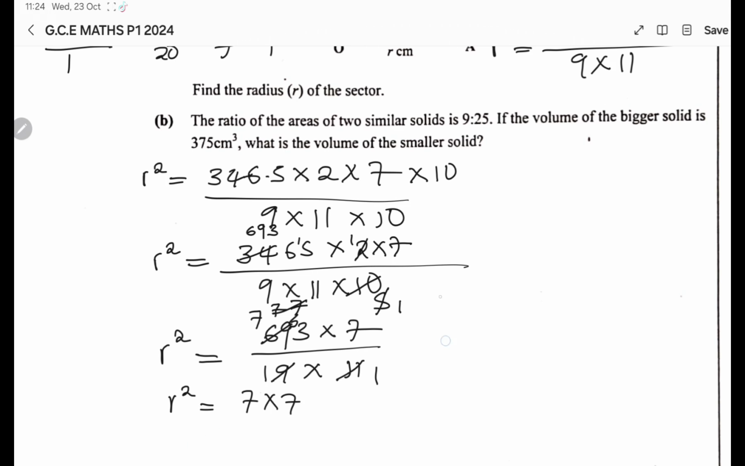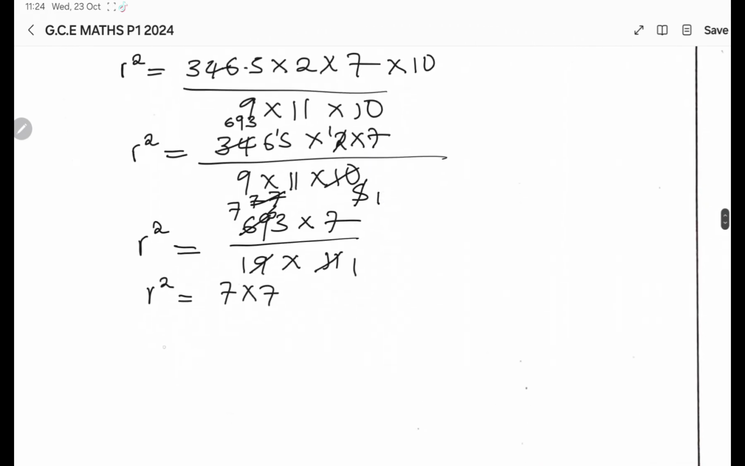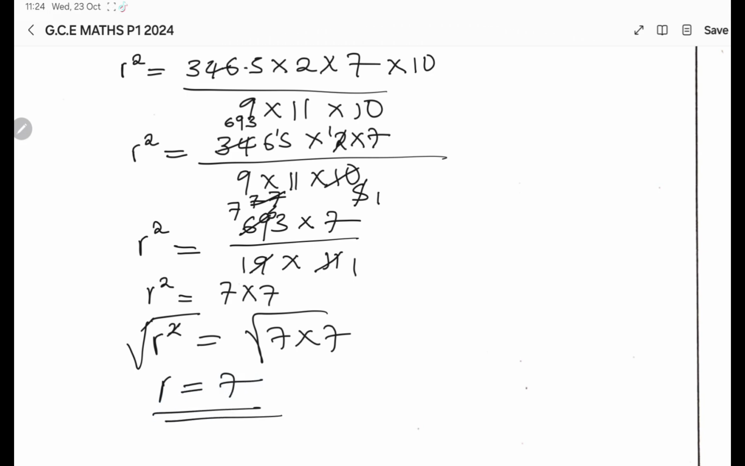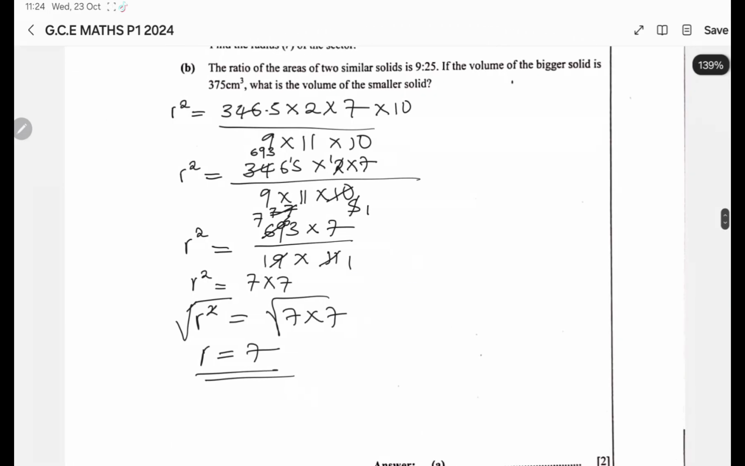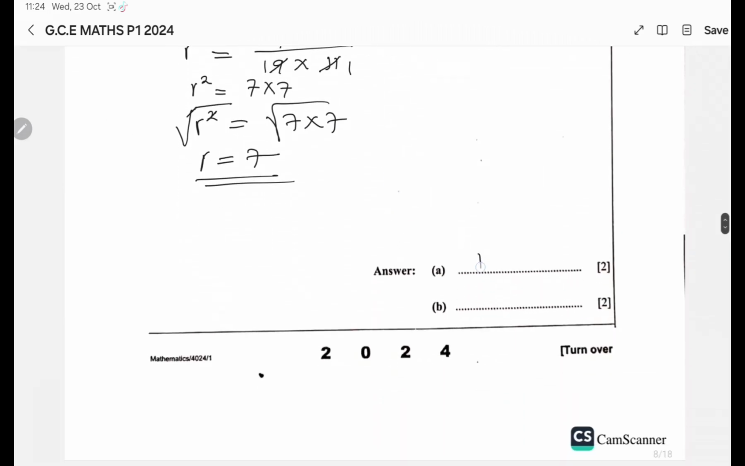So at this stage, I'll take the root. So r squared, which is square root, is equal to square root of 7 by 7. The square root of 7 by 7 is simply 7. So this will go, and my r is equal to 7. So we have found the answer. Our r is equal to 7. So that is the answer for this question. R is equal to 7.